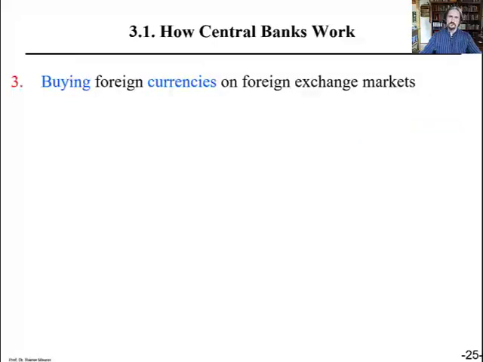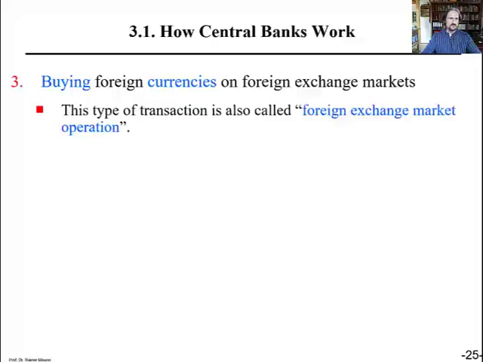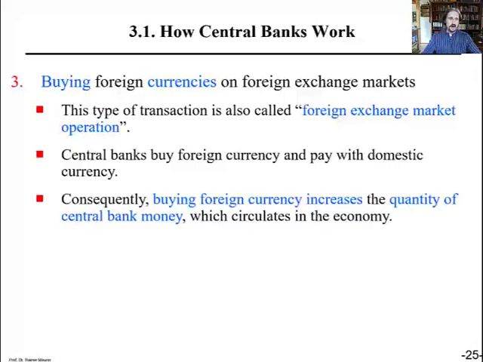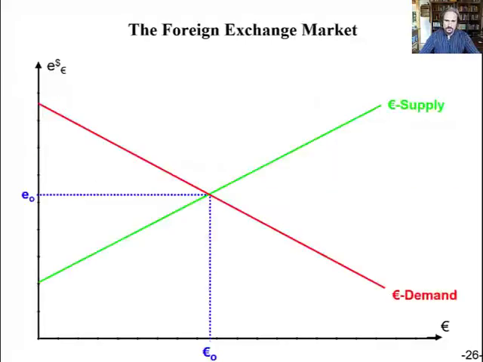The third possibility to inject money used by central banks is buying foreign currencies on foreign exchange markets. This type of transaction is typically called foreign exchange market operation. Central banks buy foreign currency and pay with domestic currency. Consequently, buying foreign currency increases the quantity of central bank money which circulates in the economy. This diagram represents now the foreign exchange market. On the y-axis we measure the spot exchange rate, and on the x-axis we measure the volume of foreign exchange demand and supply measured in euro.